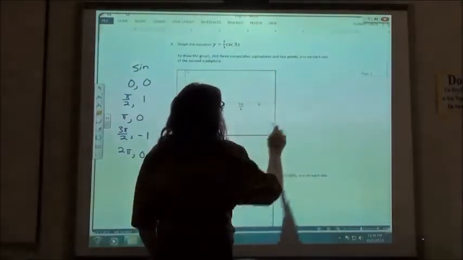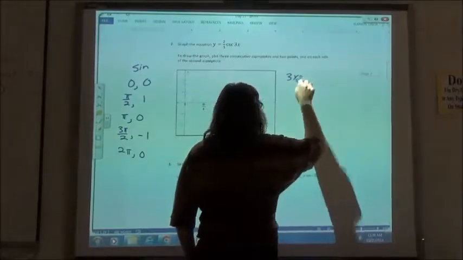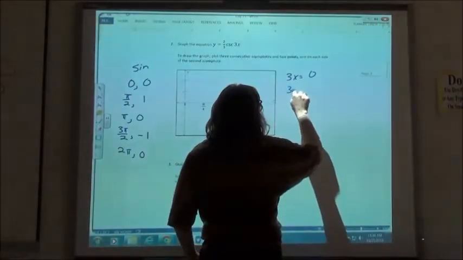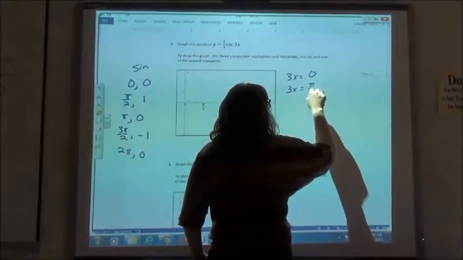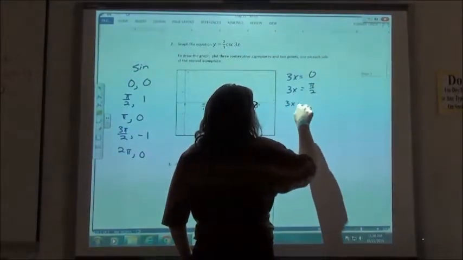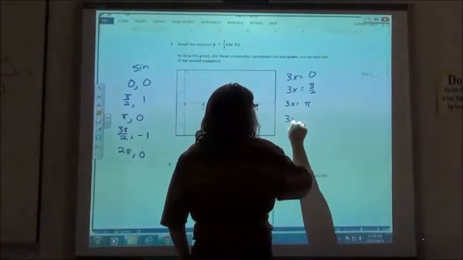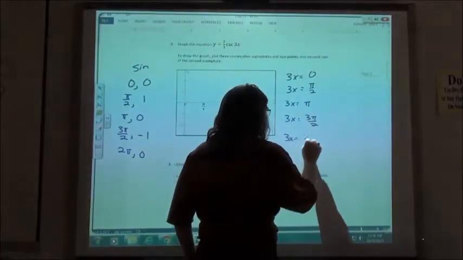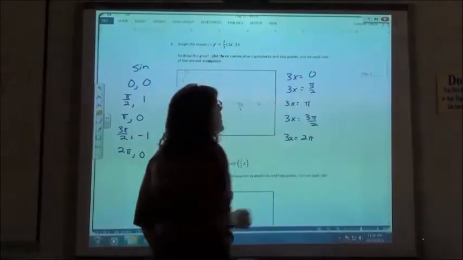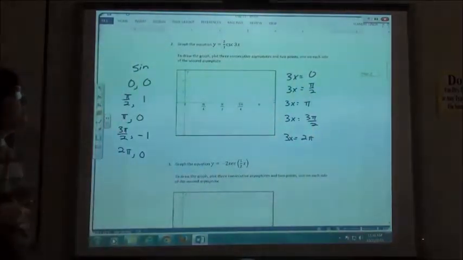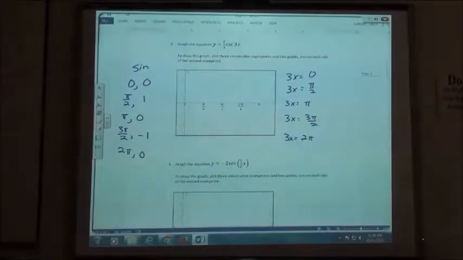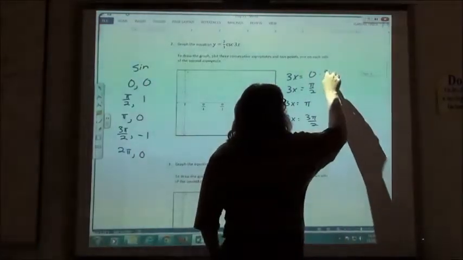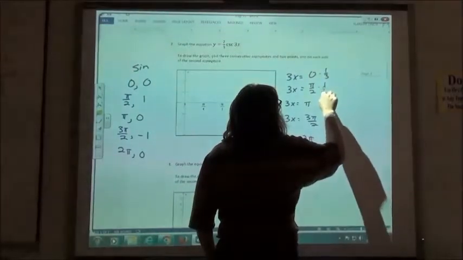Here we are going to set 3x equal to each of those starting x values. So 3x equals 0, 3x equals pi over 2, 3x equals pi, 3x equals 3 pi over 2, and 3x equals 2 pi. So in order to solve that, we would be dividing by 3, which since we have fractions is multiplying by 1/3. So I'm going to multiply each of these by 1/3 to solve.